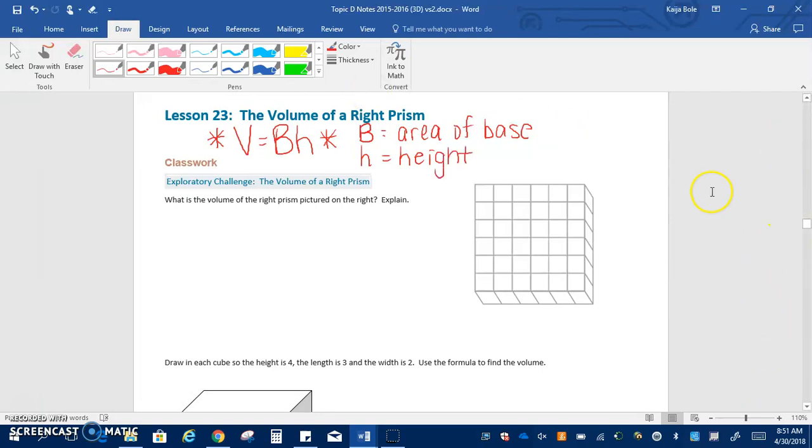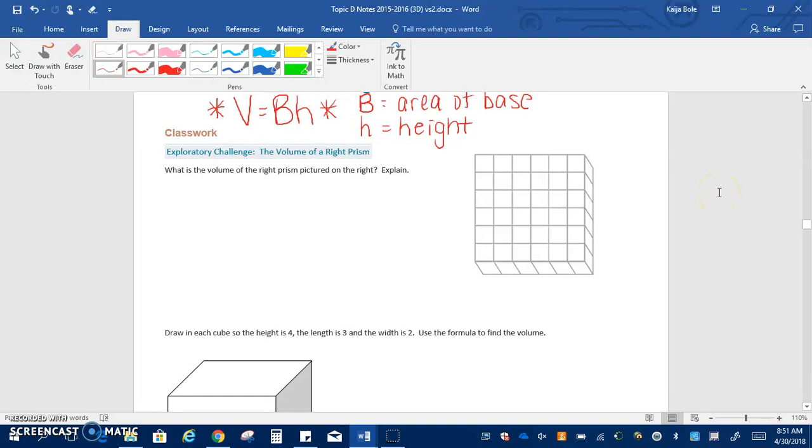Alright, so the first example says, what's the volume of the right prism pictured on the left, or on the right? Explain. So we just have a shape, we have no measurements, but we see we have cubes. So for this one, all you have to do is count. So if you count across the bottom, we have 1, 2, 3, 4, 5, 6 going across, and then 1, 2, 3, 4, 5, 6 going up. And you can see it's only one deep, so that means our volume would be 36 units cubed.